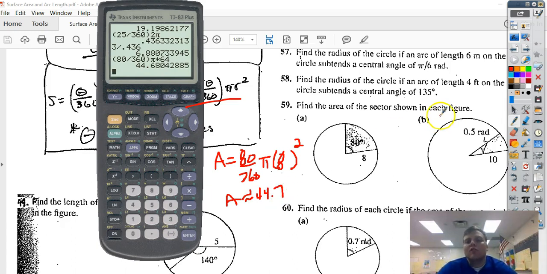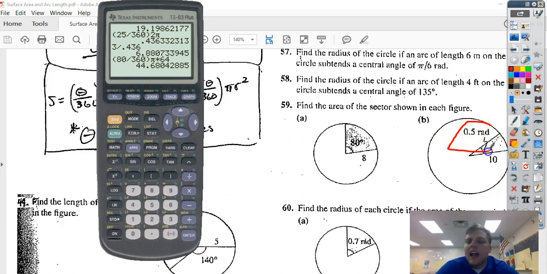Okay, so hopefully you're just unpausing your video and you've tried B on your own. And you're kind of like, oh, okay, the angle they gave me was in radians. They want me to find area, so I know I need to use the top box A formula. So A is equal to, and it was 1/2 theta pi r squared.